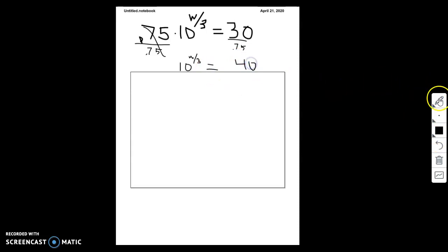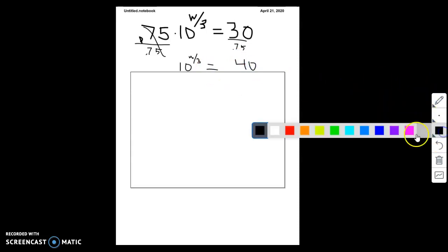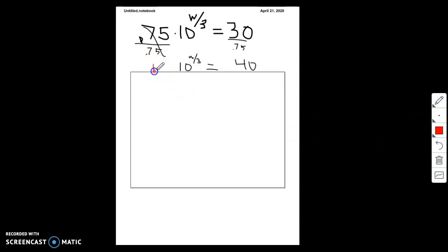Now you want to undo the exponent, so you want to use a logarithm to do that. What you do is you actually take the log base 10 of both sides. And what happens here is that these go away, and you end up with just W divided by 3 here. And then this is log base 10 of 40.